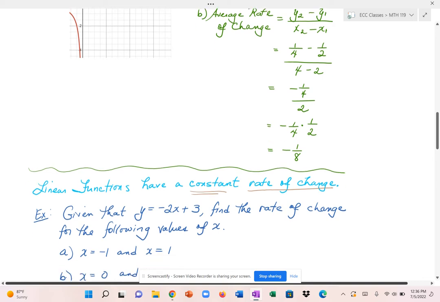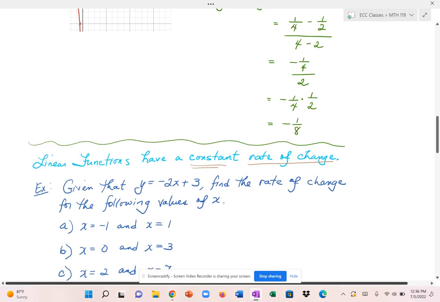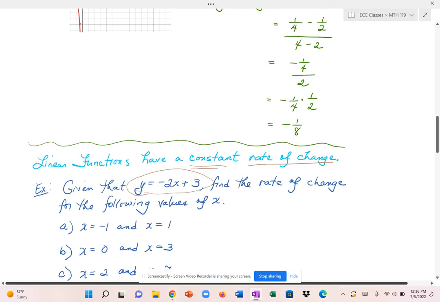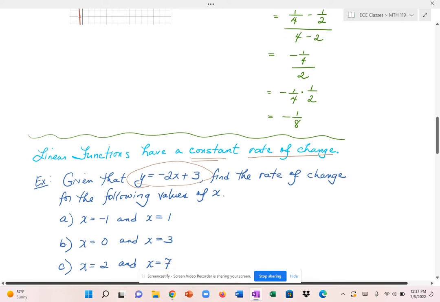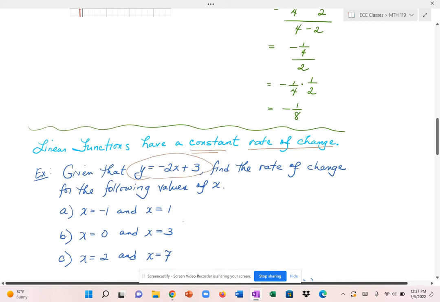And so if I asked you to find the average rate of change for y equal to negative 2x plus 3 for the following values of x, the answers that I get, because this is a linear equation, should be the same no matter what these values are. So I'm going to show that to you in these examples. But I expect that that average rate of change is going to be negative 2. Whatever that slope is of your line, which is the coefficient of x, should be the answer for all of these calculations in part A, B, and C.